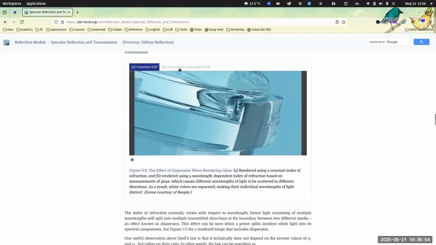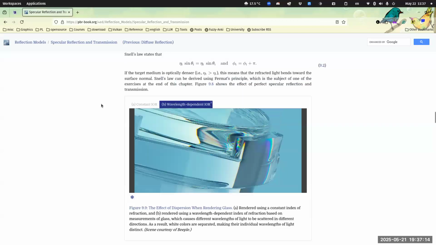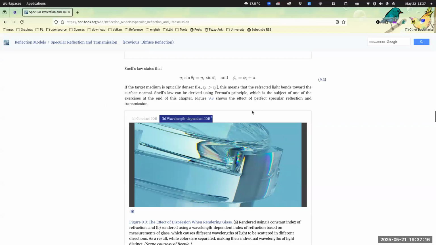And this wavelength-dependent IOR shows something interesting, where light at different wavelengths gets scattered in different directions. Neat.